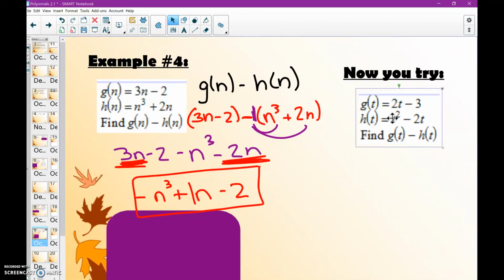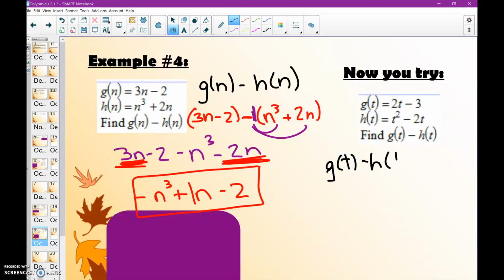Pause here, try this one. And I'm just going to write out the answer. Hopefully you tried it yourself.